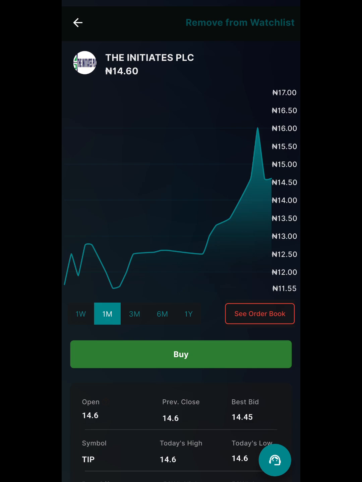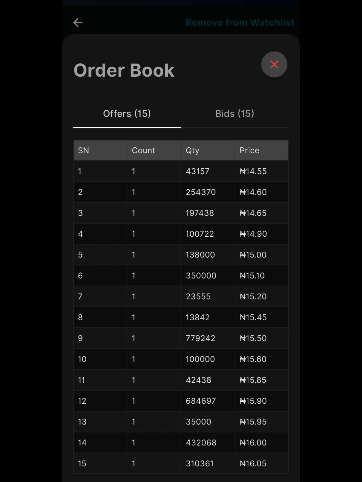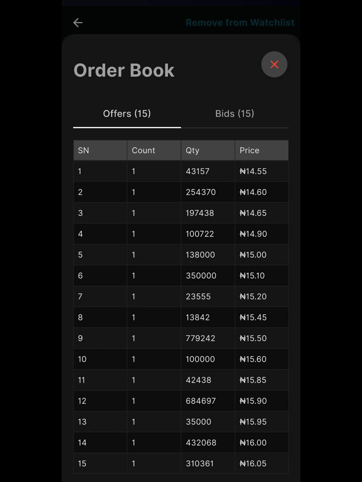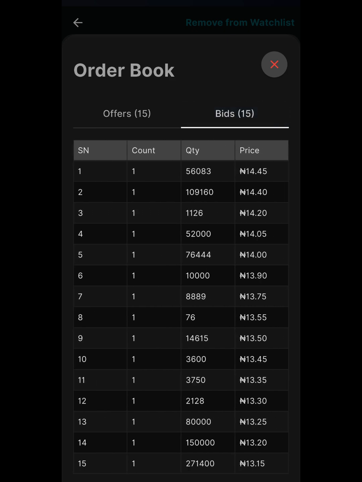Now, the very first thing I want to do if I want to buy cheaper or higher is go to see order book. The order book is basically where you see people who are offering to buy and people who are offering to sell. These bids are people who are bidding to buy it cheaper. As you can see, some people are looking to buy it for 13 naira, and then some people are offering to sell for this amount. See, people are looking to sell higher, people are looking to buy cheaper.